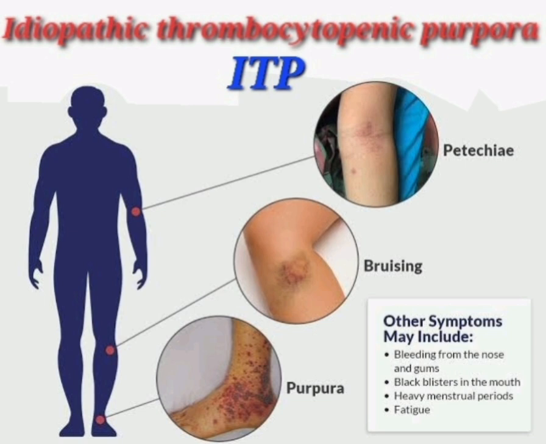So what are the differential diagnoses we can keep? Idiopathic thrombocytopenic purpura. We can keep non-accidental injury, leukemia, Henoch-Schonlein purpura, any drug reaction, meningococcemia, anaphylaxis, sepsis and DIC.